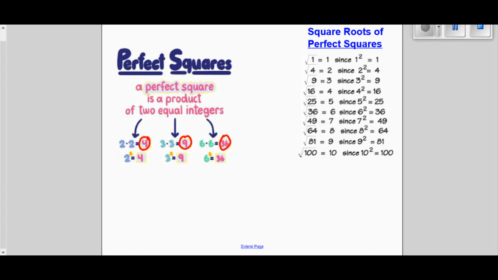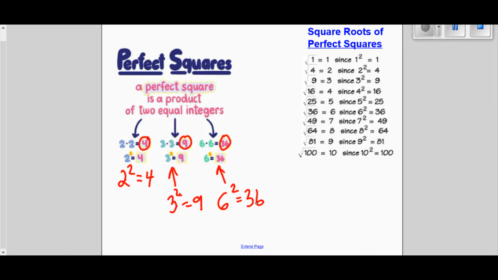Sometimes what you'll see this written as is 2 squared equals 4. This means when I multiply 2 by itself, I get 4. Here you might see this written sometimes as 3 squared equals 9. This just means 3 times 3 is 9. Same thing with 6 squared equals 36. This power of 2 just means I'm multiplying 6 by itself twice. So it'll be 6 times 6 gives me 36. So those are what perfect squares are.